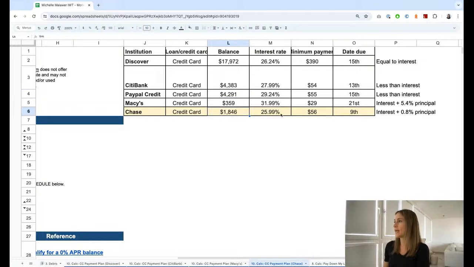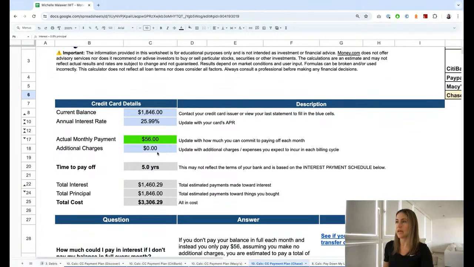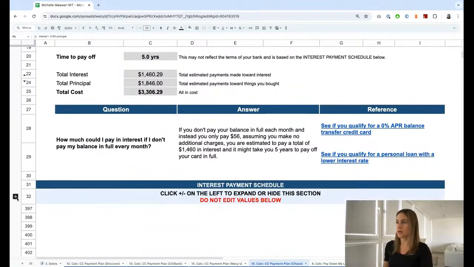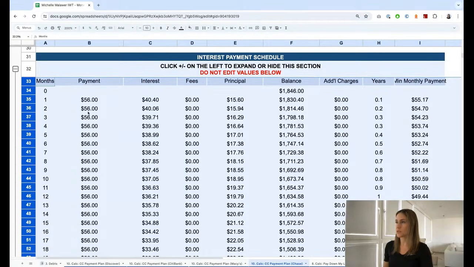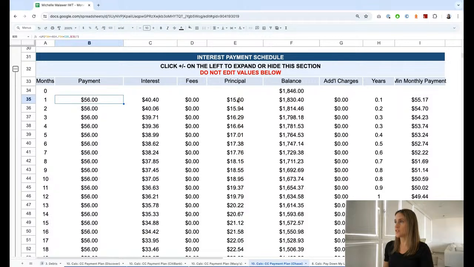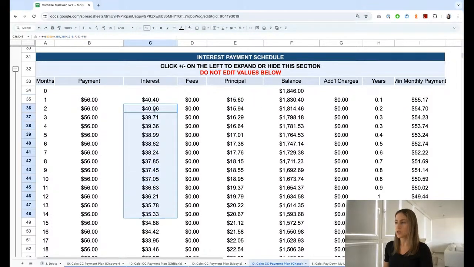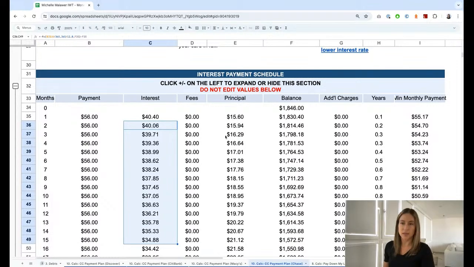Chase is 1.8, and at a 26% essentially interest rate, there's a $56 minimum payment, which is interest plus what looks to be 0.8% of the principal. So looking at that, if we scroll down here and expand out, you would be making a $15 principal payment, $40 interest payment, and those interest payments would go down over time, assuming that no additional charges are added to the card.